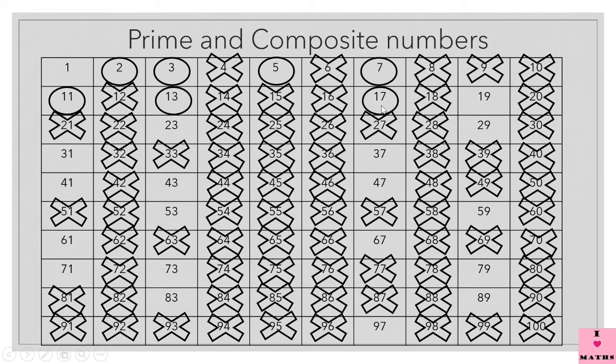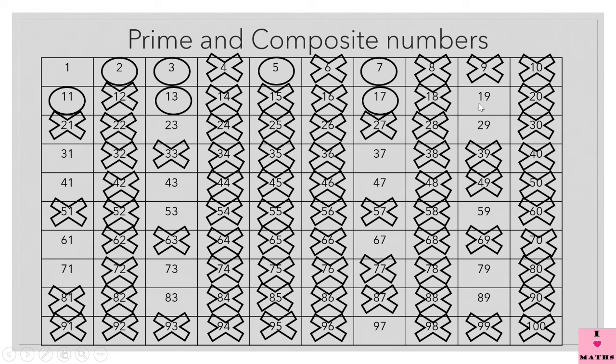Right. I have encircled 17 and I am going to cross all its multiples if they have not already been crossed. Let's see. 17 twos are 34, 17 threes are 51, 17 fours are 68, 17 fives are 85, 17 sixes are 102, and 102 is not here. So let's leave this. Okay.